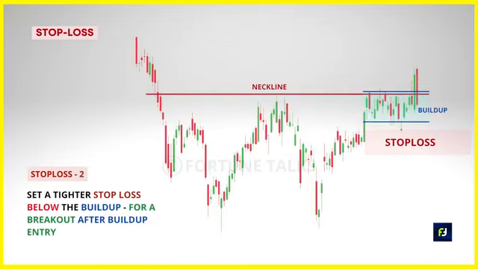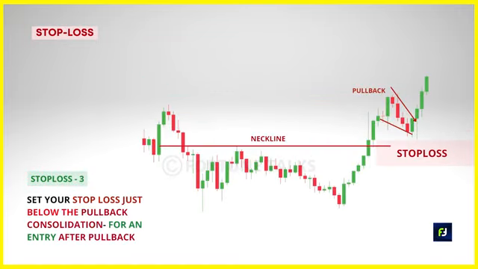Now what if you took a long entry after a build-up near the neckline? Then you have the convenience of placing a much tighter stop loss, preferably below the build-up, which will in turn improve your reward to risk ratio. Now let's say you have missed both these entries and you have entered a position in the market after the prices formed a primary pullback. Then you can set your stop loss below the lowest price in the group of pullback candles, including the wick, or you can place it just above the neckline if the pullback is formed very close to the neckline.